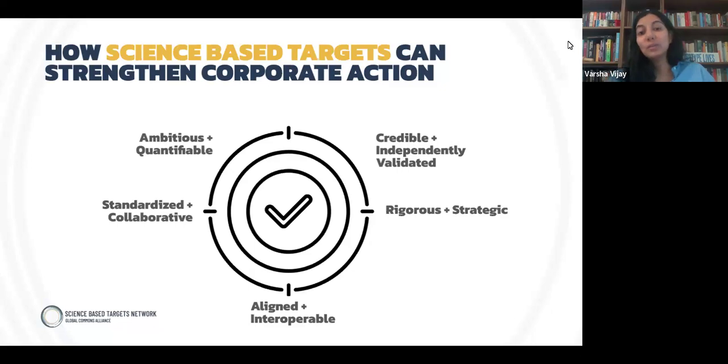And finally, they're credible and independently validated, a key part of our framework, backed by science and civil society, and they're independently validated by the Accountability Accelerator, allowing these targets to stand up to scrutiny from investors, regulators, and customers alike.